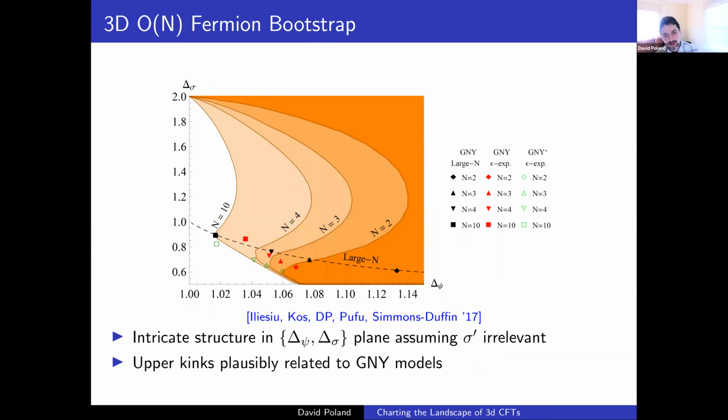And you can also place bounds in the psi sigma plane, where sigma is the leading parity odd O(N) singlet operator. If you assume that sigma is the only relevant operator in its channel, you get some interesting lower bounds, which have some funny wave structure to them. There are kinks in the tips of these waves, and those seem to sit fairly close to previous predictions for the Gross-Neveu-Yukawa models in the epsilon expansion. So this seems to be carving out some regions that are close to the Gross-Neveu-Yukawa models.